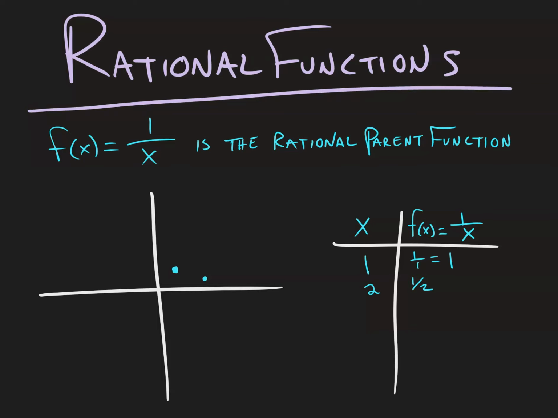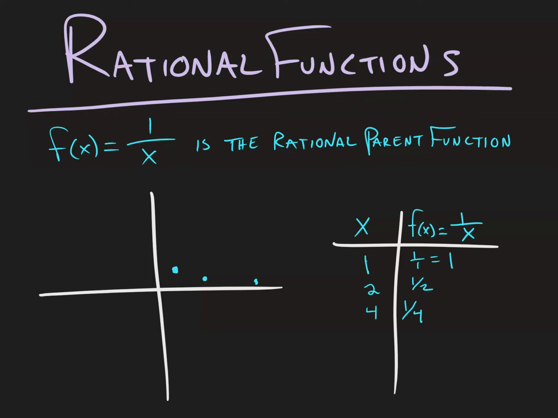If I try to go a little bit further, let's try x equals 4. What my f of x value, my y value, is going to be 1/4. So I go even further and it gets even closer and closer to the x-axis. As you guys can see, if I increase my value of x, my value of y decreases. I can kind of do the same thing if I decrease my value of x.